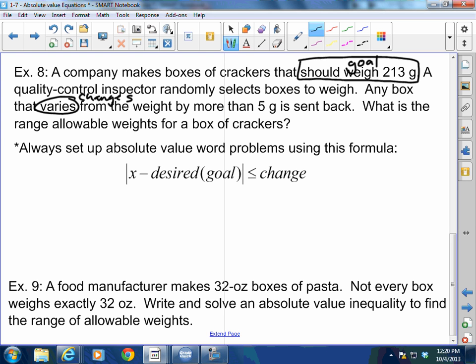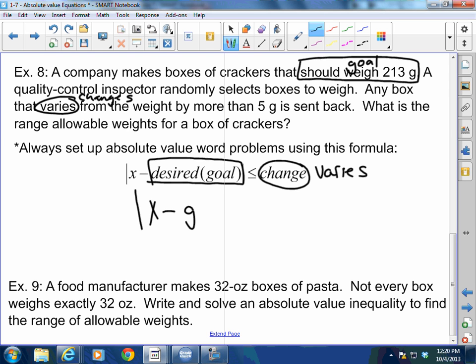You always want to set up absolute value word problems using this formula. The absolute value of x minus the desired value, that's the goal, is less than or equal to the change. Remember, the change is what it varies. So it's x minus the goal, less than or equal to what it varies. You with me there, guys? Yes, sir.